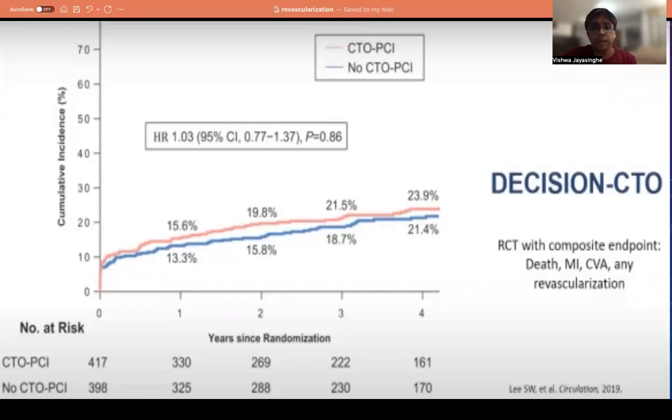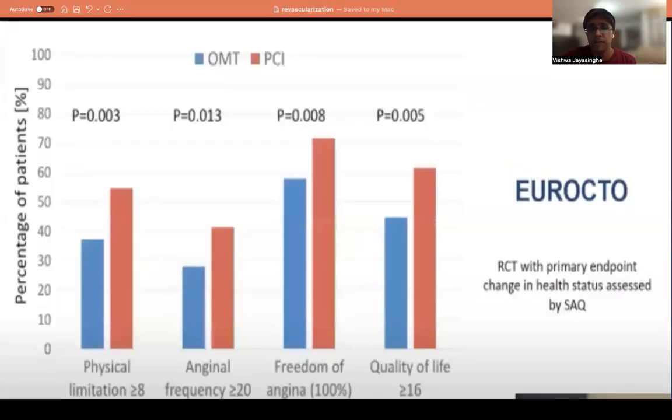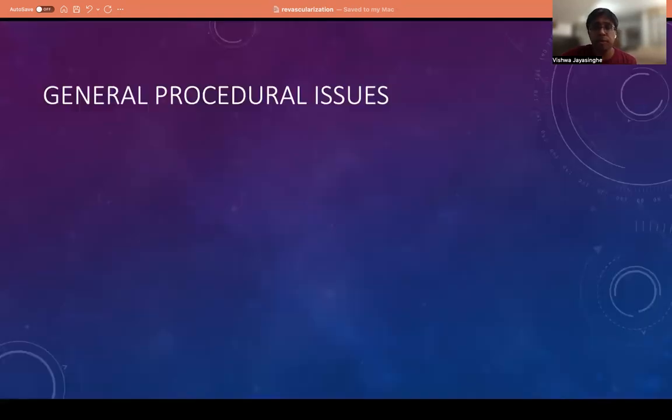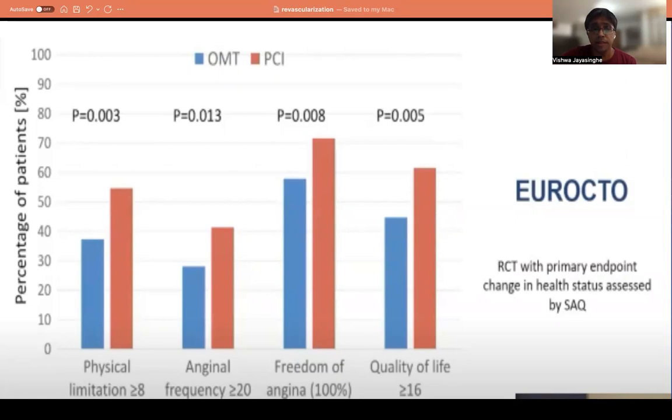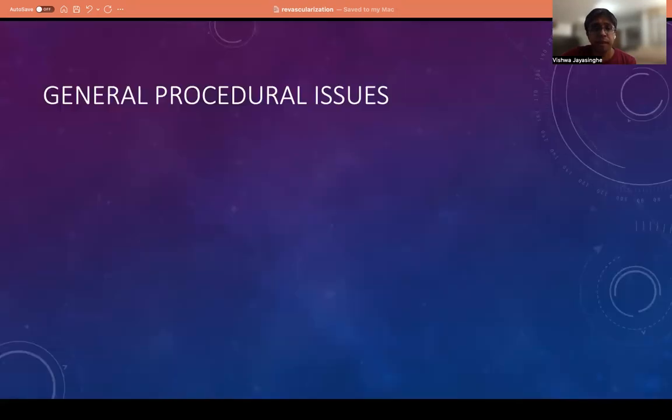There was no significant difference between death, MI, or any composite endpoints at 4 years after CTO PCI or non-CTO PCI. However, what the EuroCTO study shows is that there is improvement of quality of life following CTO PCI. But the recommendation still stands as a 2B recommendation. For CTOs, even despite them having refractory angina, the usefulness of CTO PCI is uncertain.